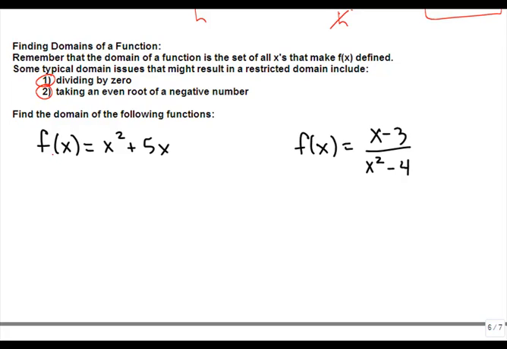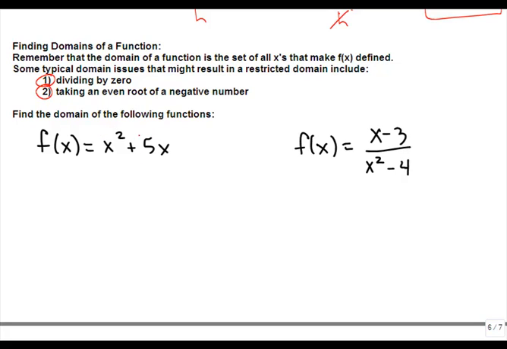This first function is x squared plus 5x. Now that's a pretty nice function. We know that that's quadratic, that's a parabola. And if we're going to talk about what its domain is, the only thing you need to worry about are these 2 potential downfalls. Are we ever going to be dividing by 0 in this function?